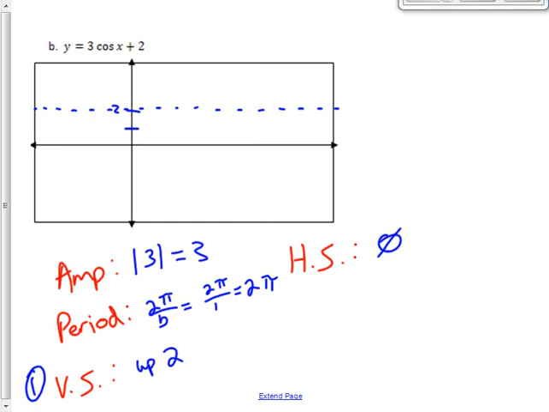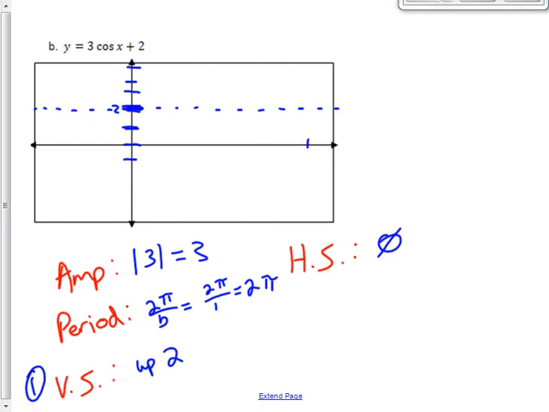Okay? But I have an amplitude of 3. So an amplitude of 3 means that from that new value that I've moved this up to, the graph is going to go up 3 from that. And it's also going to go down 1, 2, 3 from that. Okay? So I've got an amplitude that moves this up 3 and down 3. Then I've got a period of 2 pi with no horizontal shifts.